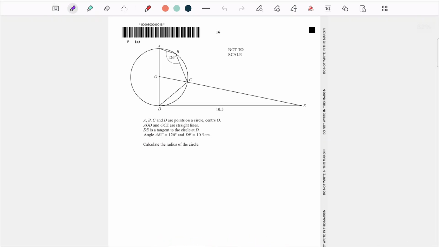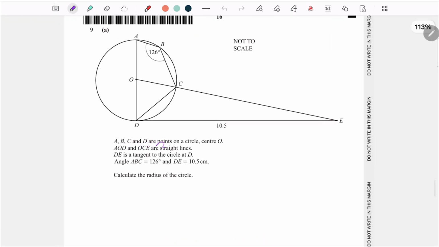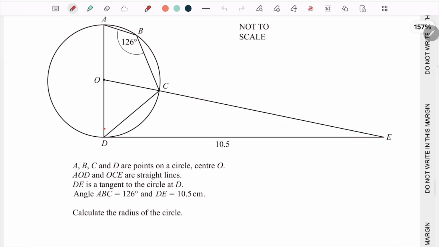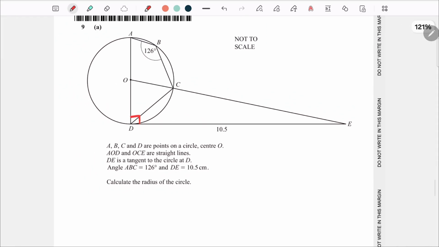Question 9a. A, B, C, and D are points on a circle center O. A, O, D, and OCE are straight lines. DE is a tangent to the circle at D. So basically this means that if this line DE is tangent to the circle at D, it means that it will form a 90 degree angle at D. So this angle will be 90 degrees. Angle ABC is given and DE, its length, is given. Calculate the radius of the circle.